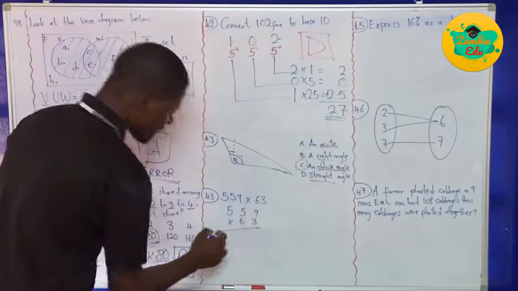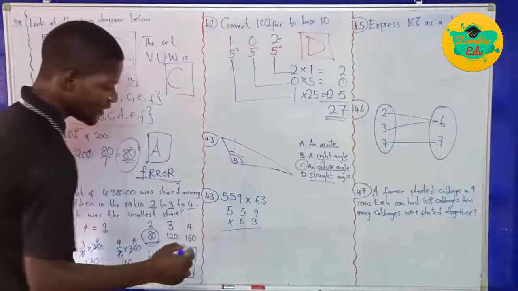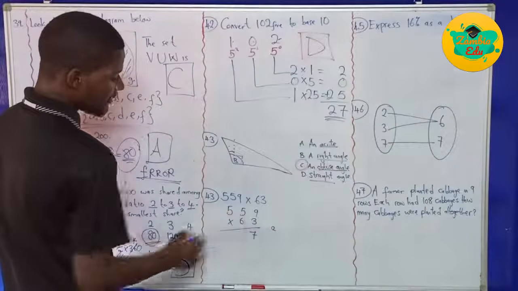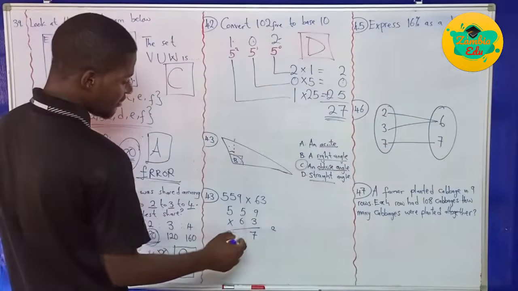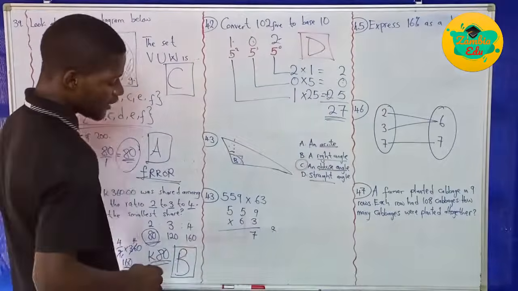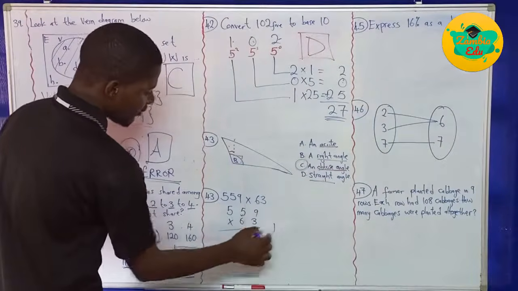Times 63. So we do 3 times 9, it gives us 27. So you write 7, carry a 2. 3 times 5 is 15. Yes, 3 times 5 is 15. 15 plus a 2 is 17. So 7, carry a 1.